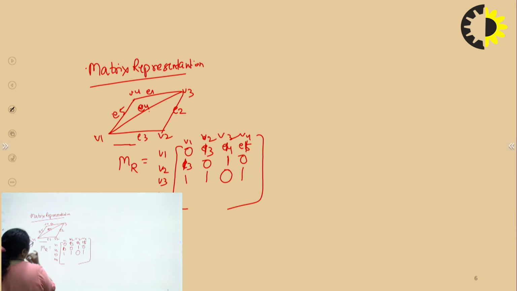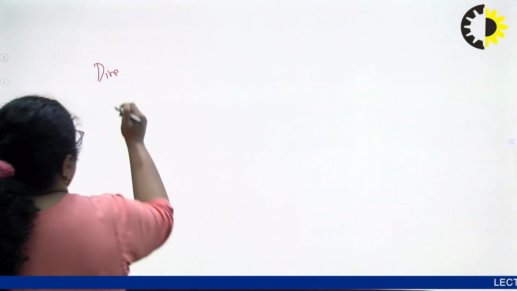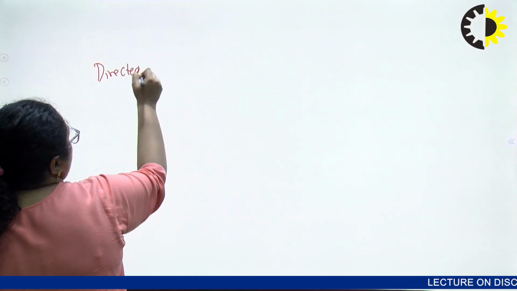Now V4, V1. We are having an edge. We mark it as 1. V4, V2, no edge. Then mark it as 0. V4, V3, we are having an edge, then we mark it as 1. And V4, V4, no edge, we mark it as 0. This is how we represent the matrix. We will mark it as 0 if no edge is present, and we will mark it as 1 if an edge is present.